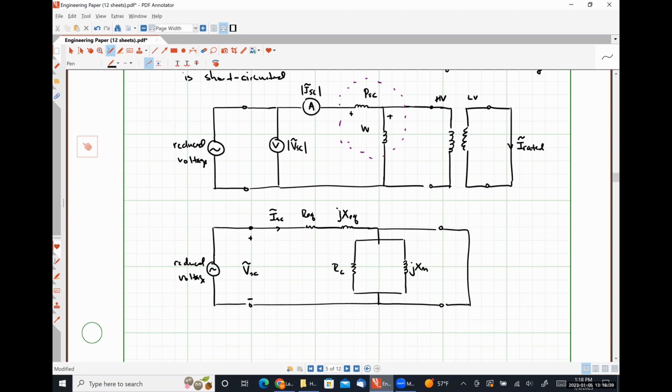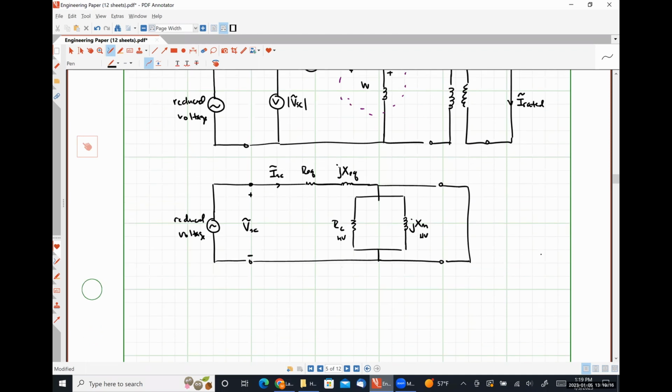The R_C here and the X_M here, these are both referred to the high voltage side, so I'm going to put a little high voltage underneath just to be clear here. But because they're literally shorted out, when we short out our low voltage terminals, they don't actually come into play at all. So effectively, in this case, all of our short circuit current flows through that impedance R_EQ plus jX_EQ, and that's what's going to allow us to determine those quantities while effectively neglecting our shunt quantities. So in this case, our short circuit impedance Z_SC is simply the ratio of V_SC over I_SC, which is just R_EQ plus jX_EQ.